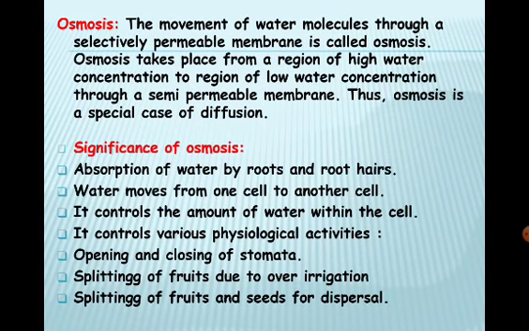What is the significance of osmosis? First, it helps in the absorption of water from the root and root hairs. Then water moves from one cell to another cell via osmosis only. It controls the amount of water within the cell. It also controls the various physiological activities such as opening and closing of stomata, splitting of fruit. So these are the functions or significance of osmosis.